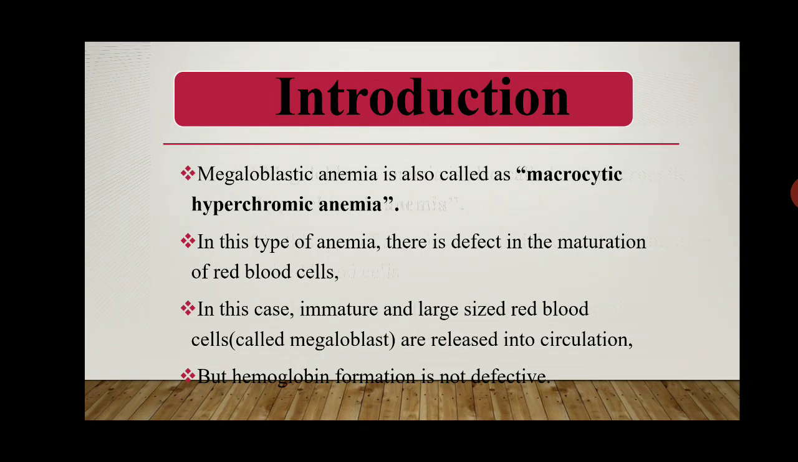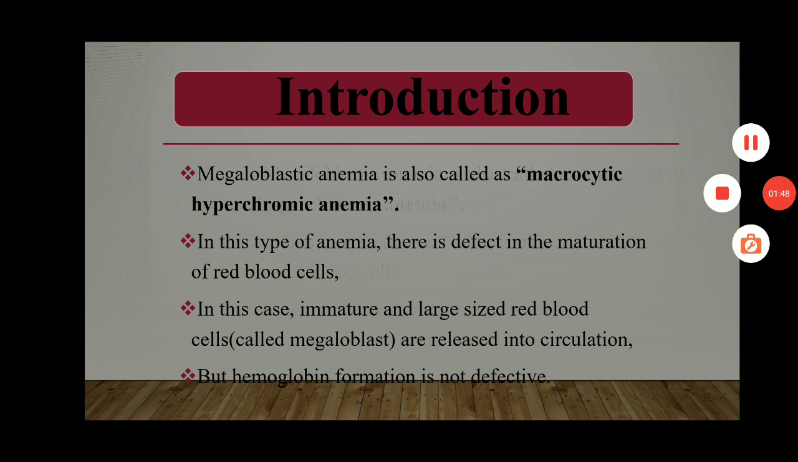Megaloblastic anemia is also called macrocytic hyperchromic anemia. Iron deficiency anemia is called microcytic hypochromic anemia, but megaloblastic anemia is called macrocytic hyperchromic anemia.